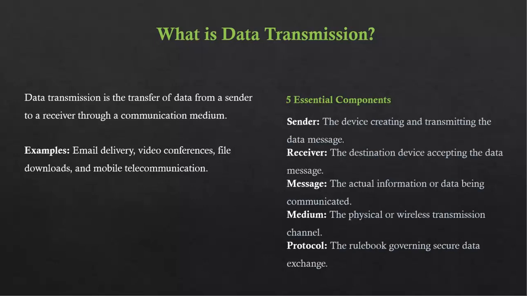There are 5 important components in data transmission. Number 1 is a sender, the device that sends the information. Number 2 is a receiver, the device that receives it. Third is the message, the actual information being transmitted. Fourth is the medium, the path through which the data travels. And finally, we have the protocol, which is a set of rules that control communication between devices.